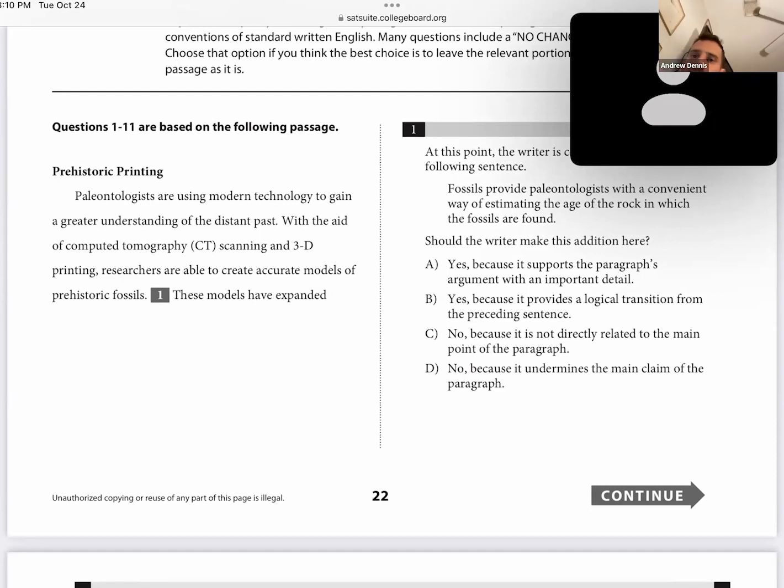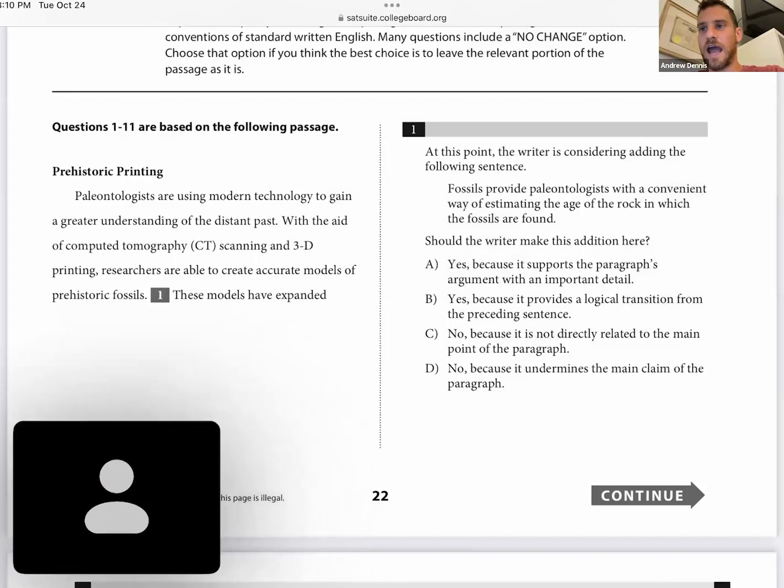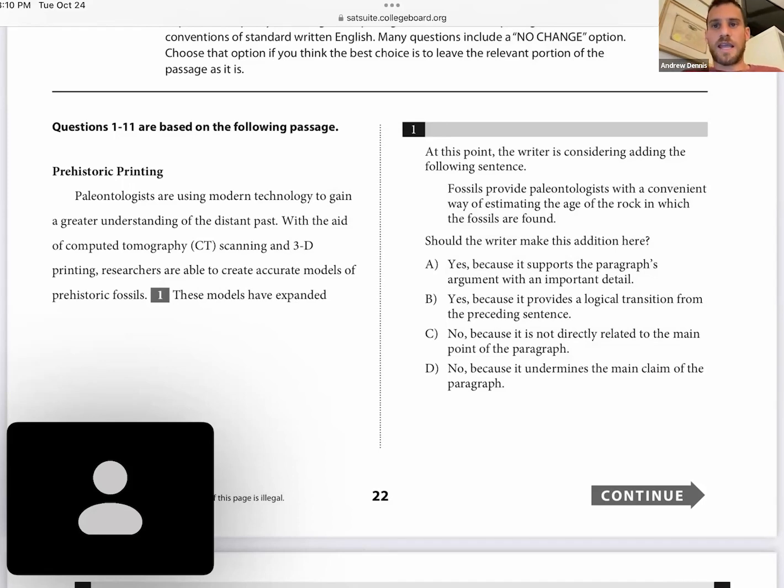Paleontologists are using modern technology to gain a greater understanding of the distant past. With the aid of CT scanning and 3D printing, researchers are able to create accurate models of prehistoric fossils. At this point, the writer is considering adding the following sentence. Fossils provide paleontologists with a convenient way of estimating the age of the rock in which the fossils are found.